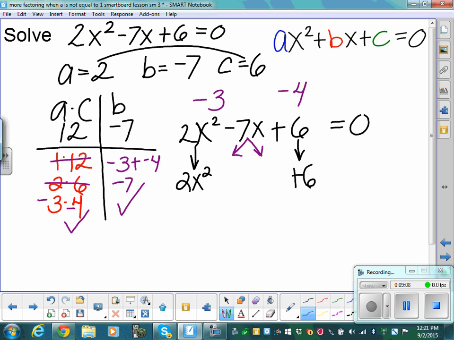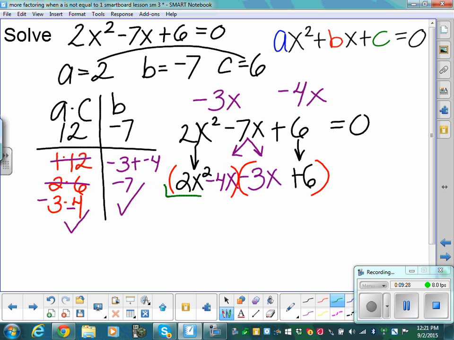We're rewriting negative 7x as negative 3, and we have to put the x's with these. I'm going to go ahead and order it as negative 4x first. It doesn't matter the order, though, and then negative 3x. Now we can put parentheses around the first 2 terms and parentheses around the second 2 terms. And now focus in groups.